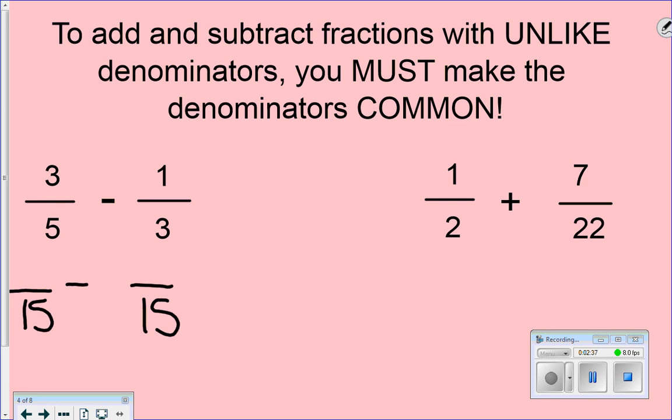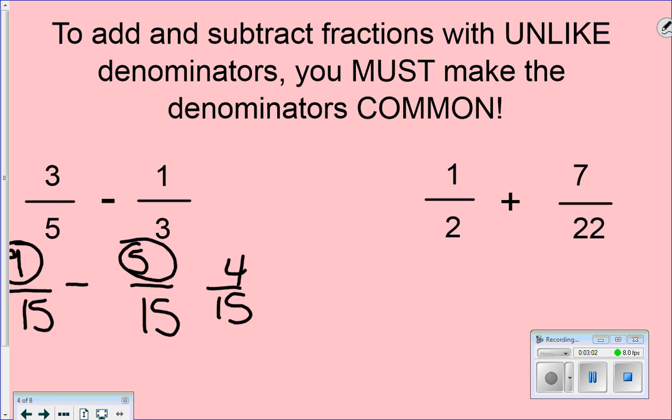Okay, so how do I find this top number here? What am I going to do to find these top numbers? Cadence. Yeah, so this is going to be 9. And that's going to be 5. Now, can I subtract? Yes, I can subtract. I get 4/15. Is it reducible? No, not so much.